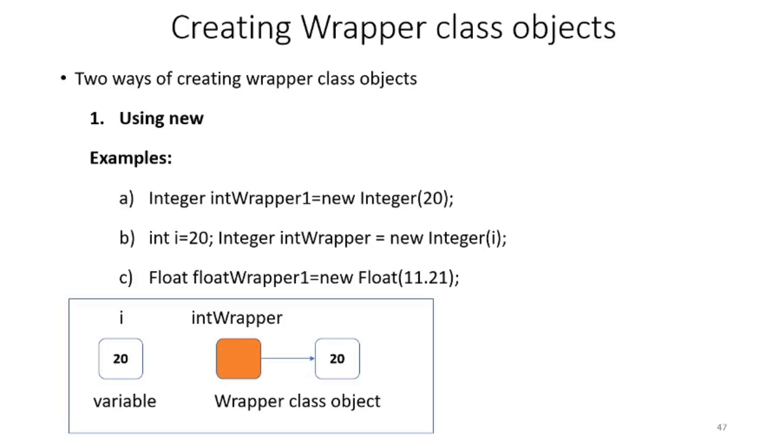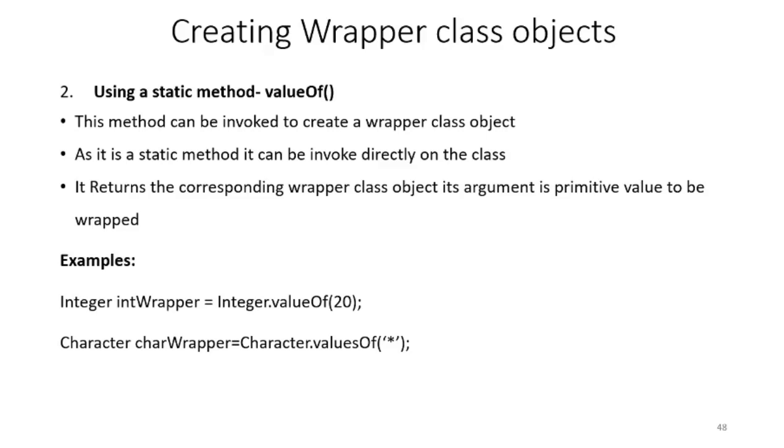So in this box, what is given? i is the primitive data type variable with value 20. Its data type is int. And whenever we create the object of Integer type, that is intWrapper, it is going to store that value 20 of variable i. So this is the wrapper class object which stores the value 20 of variable i because we have passed i as parameter to that wrapper class object. Then secondly, we can use the static method valueOf for creation of the wrapper class object.